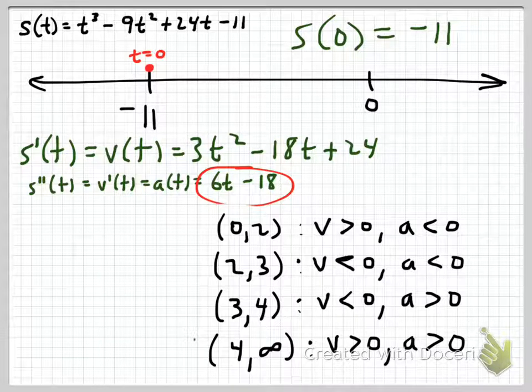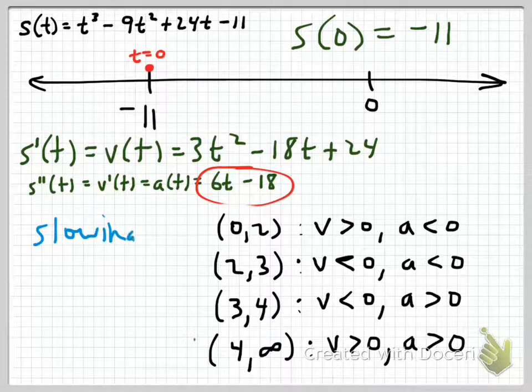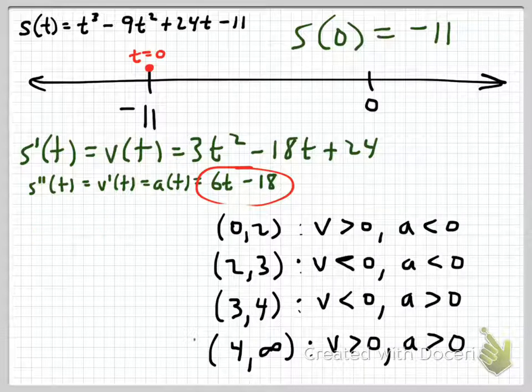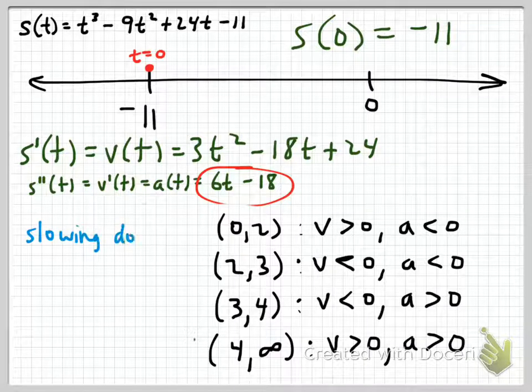And then I'm going to say, alright, to the left of this, from 0 to 2, we have velocity and acceleration working against each other. So we say that the particle is slowing down. I should write that better. Let me do this a little bit nicer. So we say that, again, the particle is slowing down on the interval from 0 to 2. Well, let's just work one at a time.